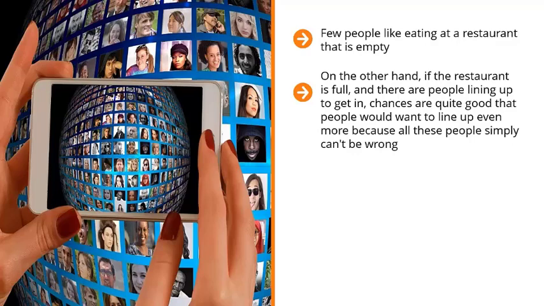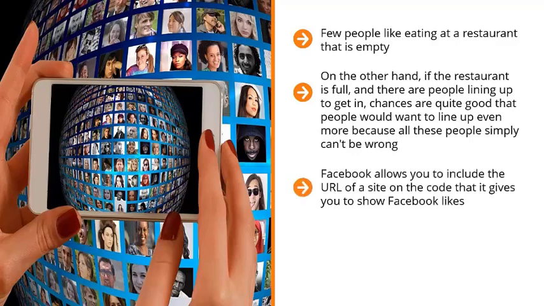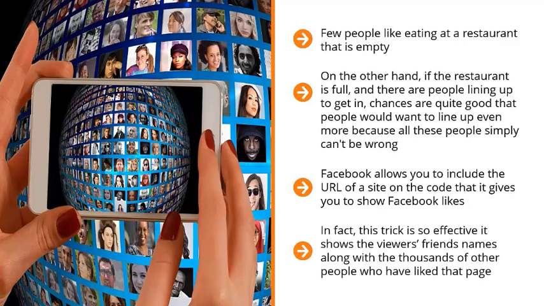You can use that psychology of social proof to boost your squeeze page conversion rate by adding the developer code of the biggest brand in your niche to your squeeze page. Facebook allows you to include the URL of a site on the code that it gives you to show Facebook likes. Embed that code onto your squeeze page to give the impression that a lot of people already like your squeeze page. In fact, this trick is so effective that it shows the viewer's friends' names along with the thousands of other people who have liked that page. Piggyback on this social pool and give the viewer the push he or she needs to sign up to your list.